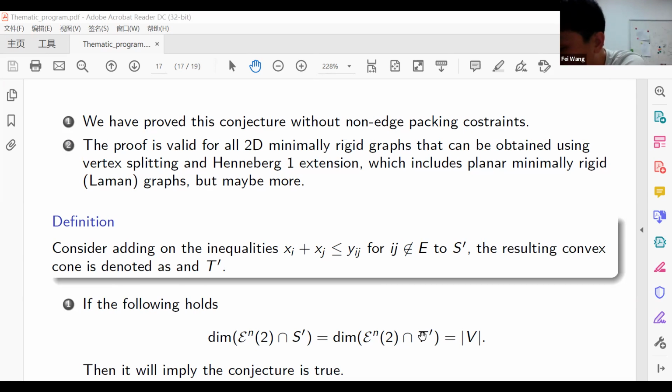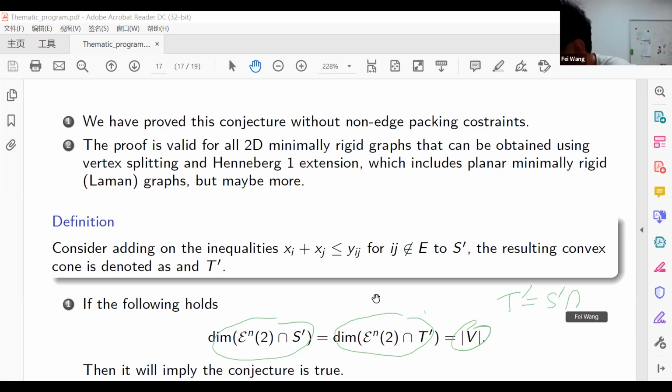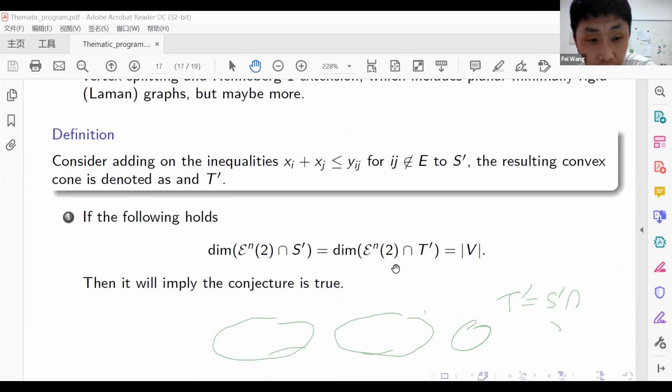So if we can prove that the dimension of the intersection with T prime is also V, then we will prove the previous conjecture. Why do I think this is true? Remember T prime is just S prime intersecting some linear inequalities. Usually when you add some linear inequalities, this doesn't actually affect the dimension. So it's reasonable to assume that the dimension is the same.